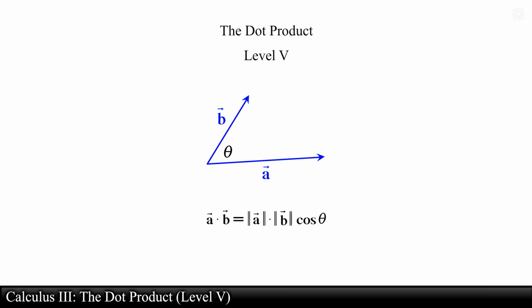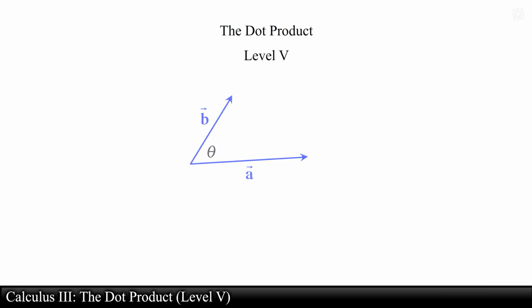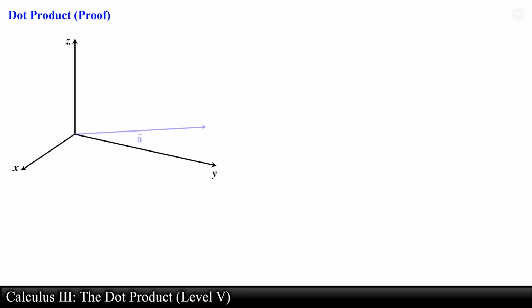Recall from the previous videos that we developed an expression for the geometric definition of the dot product. Let's go ahead and formally prove the geometric definition. Let's start by drawing vector A and vector B aligned tail to tail at the origin of a 3-dimensional coordinate system. Let's call the angle between the vectors theta.